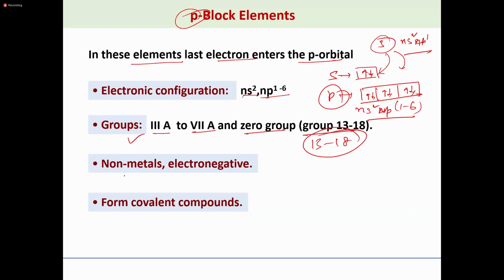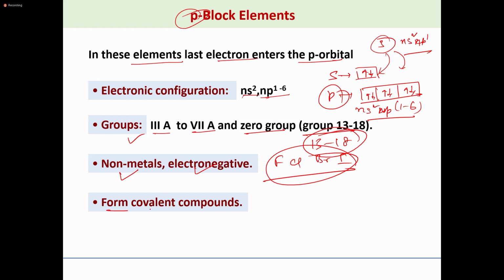And we already know that these are also non-metals and these are electronegative, such as fluorine, chlorine, bromine, iodine. These are electronegative, not electropositive. So the electropositive S block is present on the left side of the periodic table, and the p block electronegative elements are present on the right side. These are the non-metals, and S block elements are the metals.